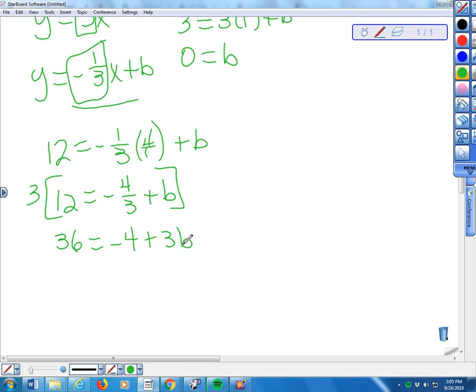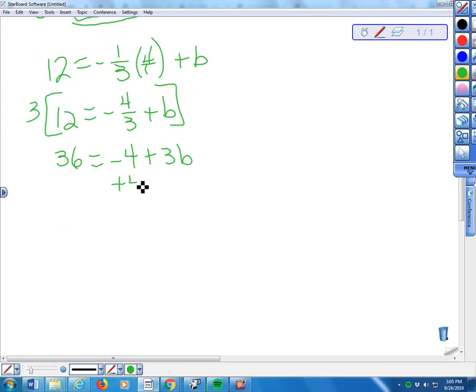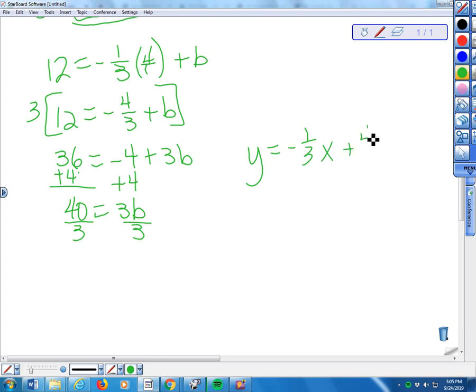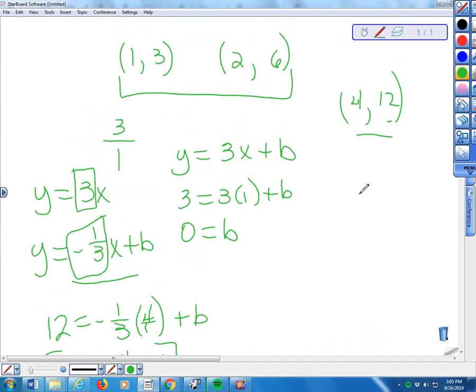We're going to add 4, and solve for b. And I can leave it like that. That's b. So the equation for the line that's perpendicular to my original. So on Desmos, perpendicular to the line that goes through these 2 points.